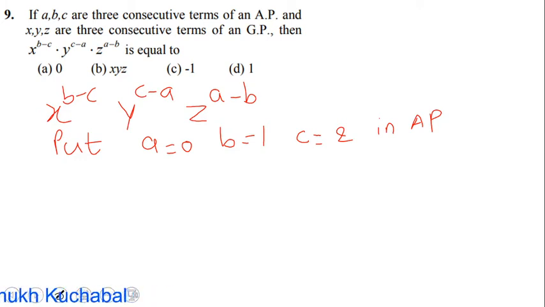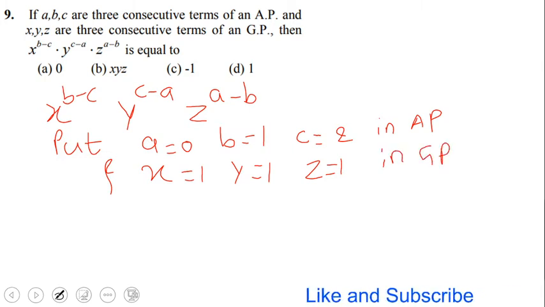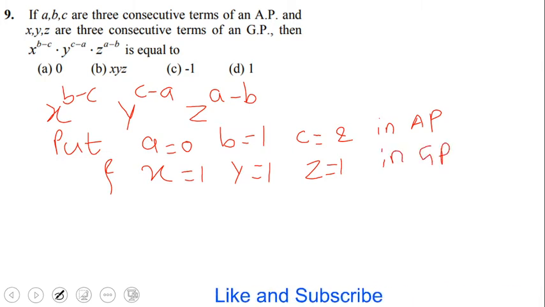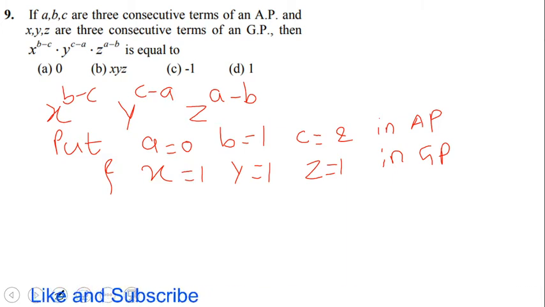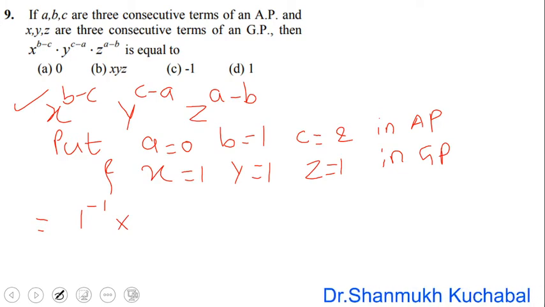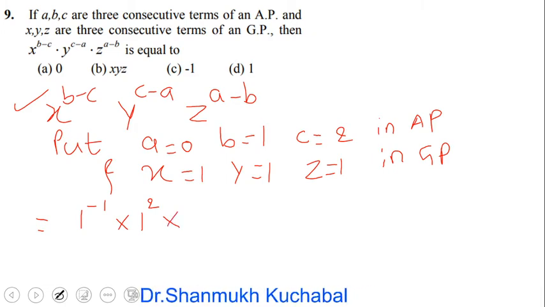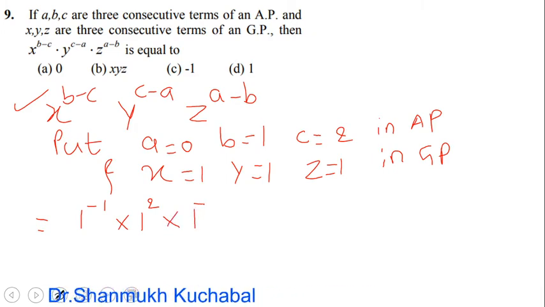So I have taken a equal to 0, b equal to 1 and c equal to 2. And I take x equal to 1, y equal to 1 and z equal to 1 in geometric progression. It satisfies the geometric condition, square root of a into c, like that. Now these values we substitute in the given expression. We get x, which is 1, raised to b minus c, which is minus 1, into y, which is 1, raised to c minus a, which is 2, and z, which is 1, raised to a minus b, which is minus 1.